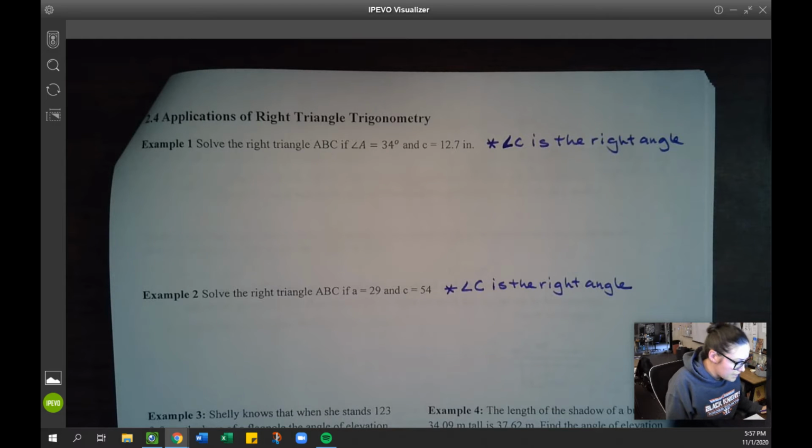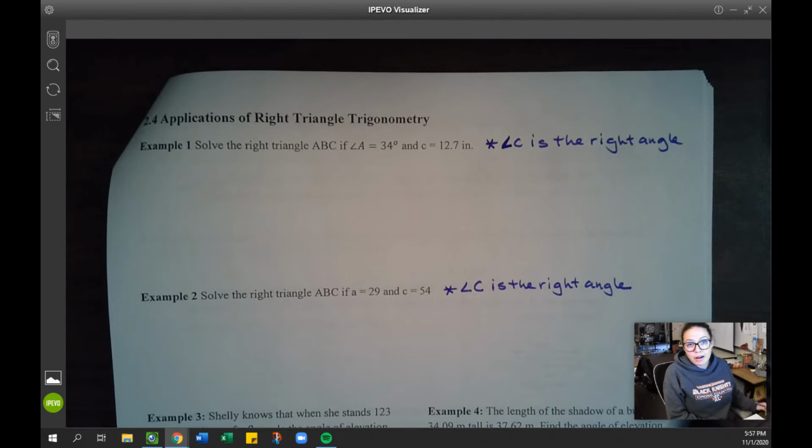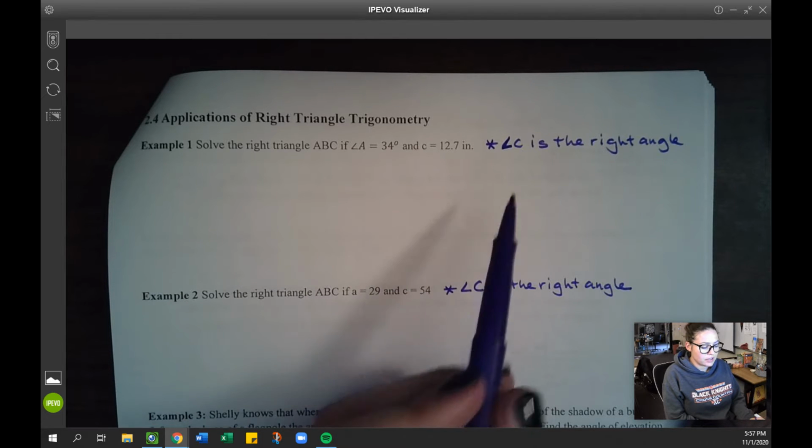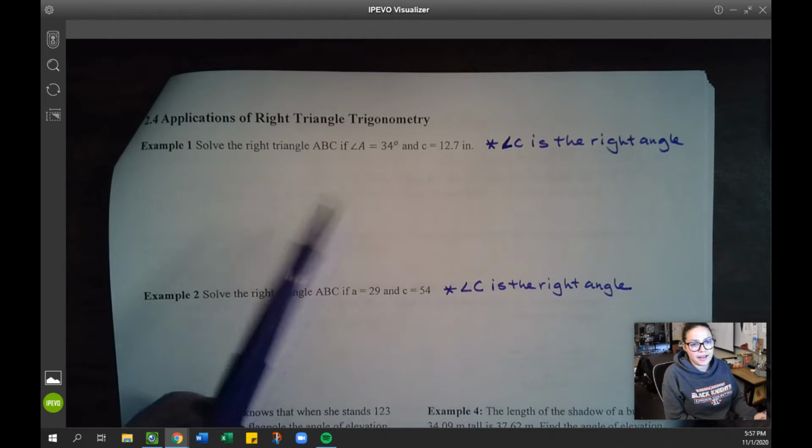All right, this lesson, 2.4, should hopefully feel like a little bit of a review. It's applications basically of using SOHCAHTOA in right triangles and some story problems here. So a couple edits here. This should say what angle is the right angle.